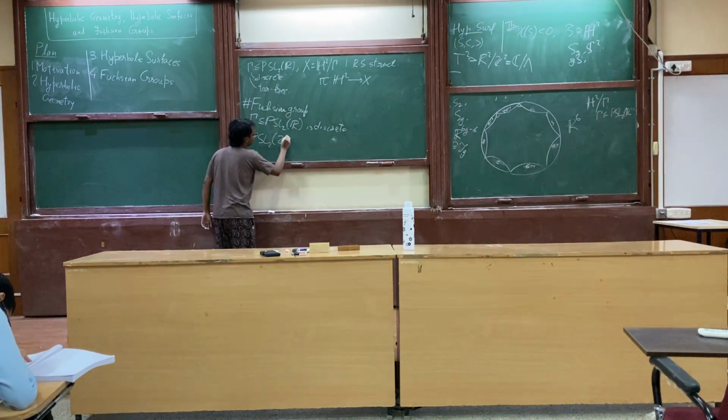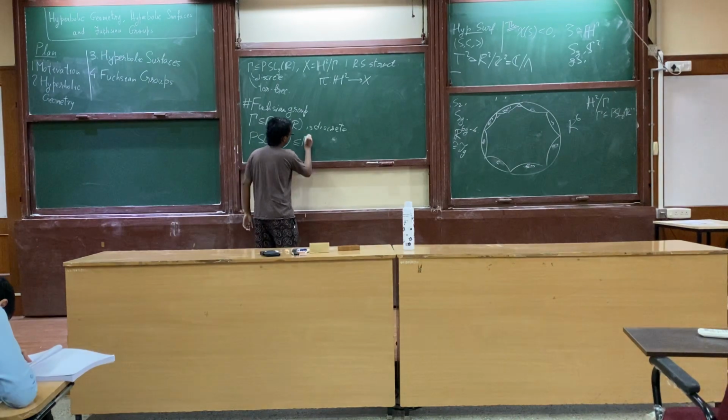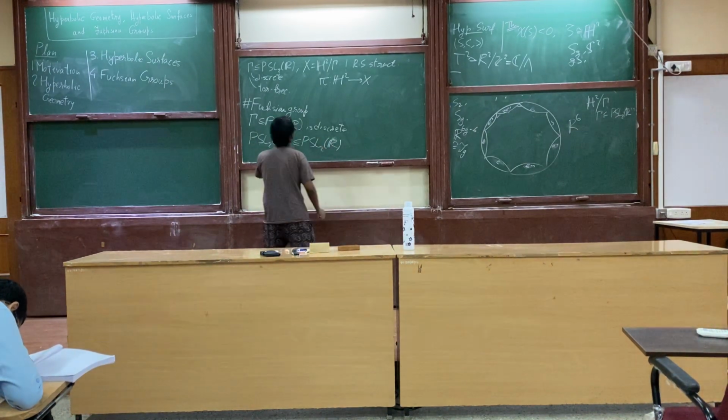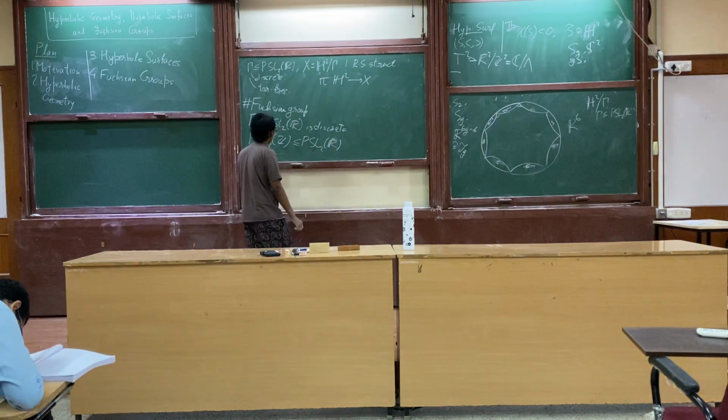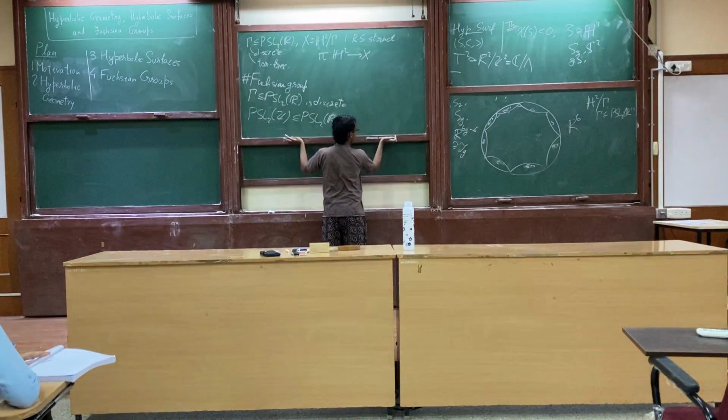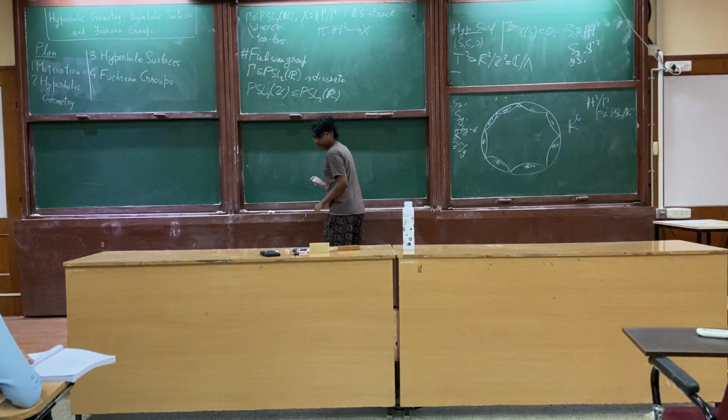PSL2Z, the modular group, is a discrete, not torsion free, but discrete subgroup of PSL2R, and hence is Fuchsian. And this is perhaps one of the most important things in mathematics.